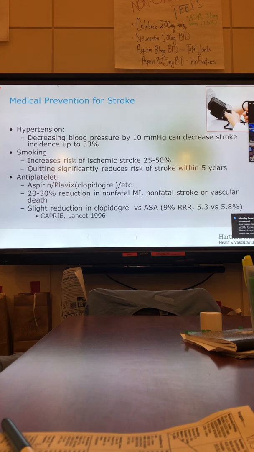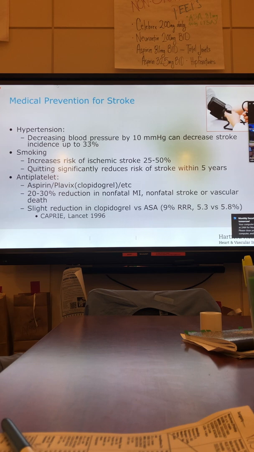What about smoking, as I mentioned before? Smoking increases the risk of an ischemic stroke by 25 to 50%, and quitting smoking obviously significantly reduces the risk of stroke within 5 years. Antiplatelet agents: we want to make sure that all these patients are on an antiplatelet regimen, and we want to know if there's some reason they can't be. That's probably the most important thing for carotid disease in general, and for TCAR, it's critically important.